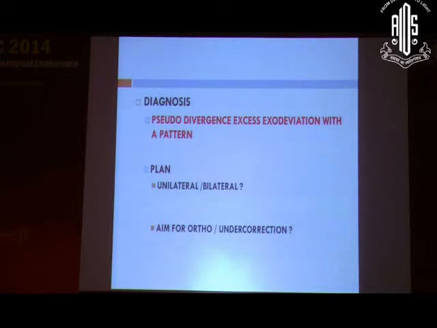So with this we come to a diagnosis of pseudo-divergence excess type of exotropia with an A pattern in this particular case. The plan for a pseudo-divergence excess should ideally be a recession and resection of the non-dominant eye, and for the A pattern we do a PTS. The aim should be either orthotropia or a slight overcorrection of 8 to 10 prism diopters in the immediate post-operative period.